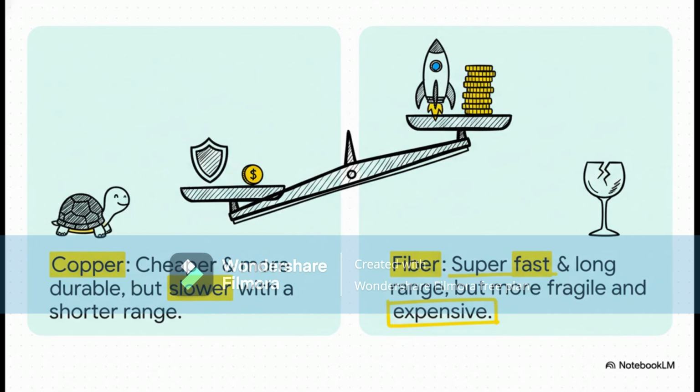Copper is cheaper and a lot tougher, but it's also slower and can't send signals very far. Fiber, on the other hand, is ridiculously fast and can go for miles and miles, but it costs more, and that glass inside is pretty fragile. So you see, it's always a trade-off, cost and durability versus pure raw speed.